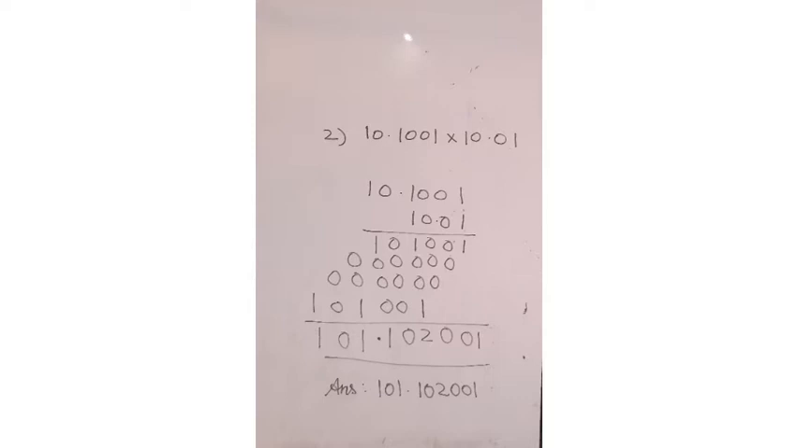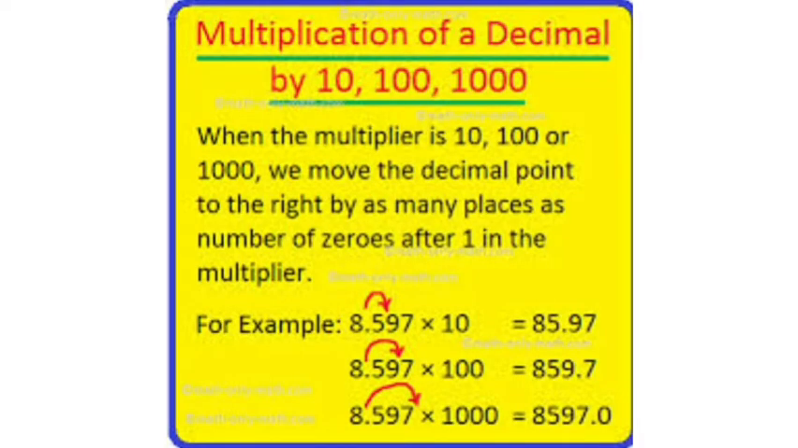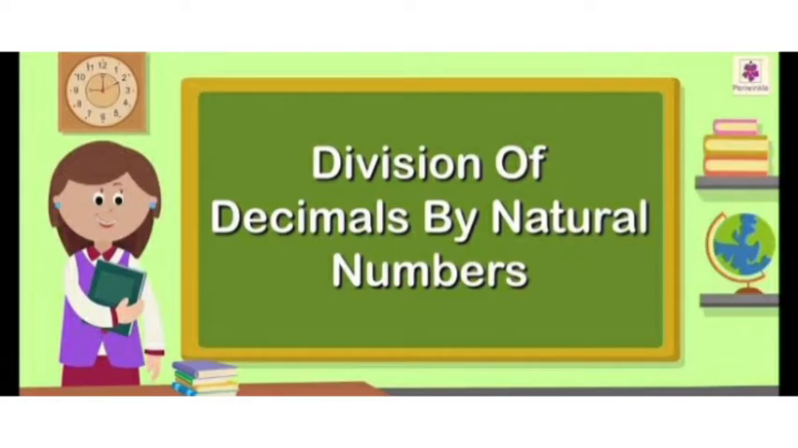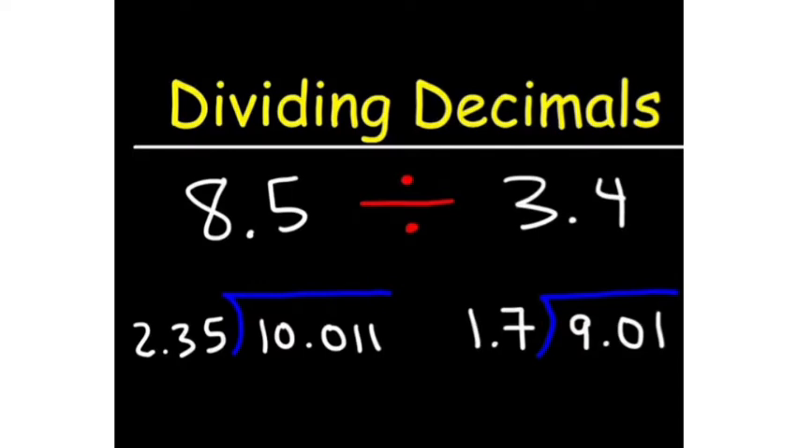Let's start our maths class. Last class we learned multiplication of decimal numbers, isn't it? Today we are going to study about multiplication and division of decimal numbers by 10, 100 and 1000. Then dividing a decimal number by a natural number and dividing a decimal number by a decimal number. Okay?